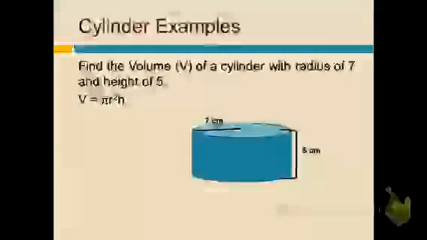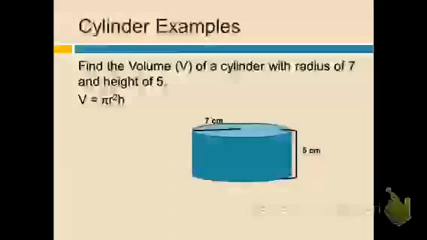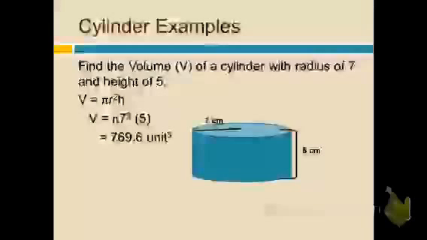To find the volume of the same shape, we would use the formula volume equals pi r squared h. We would again substitute 7 for the radius and height of 5. Volume is always a unit cubed. When we simplify, we would get 769.6 units cubed. In this case, it would be centimeters cubed.